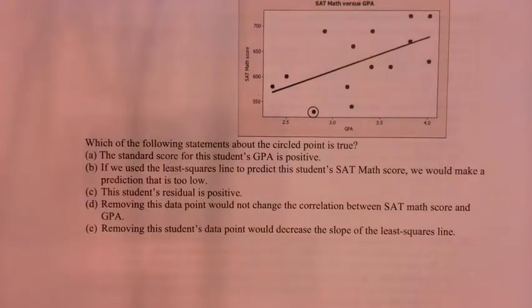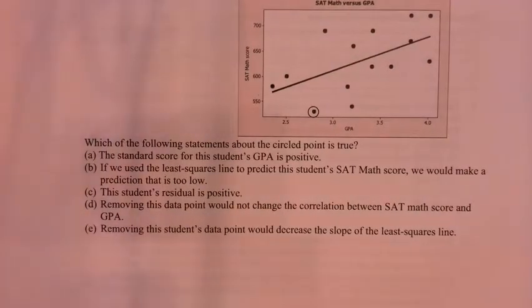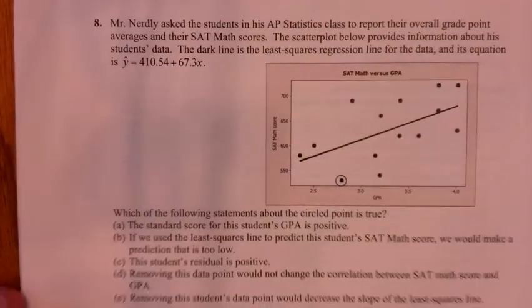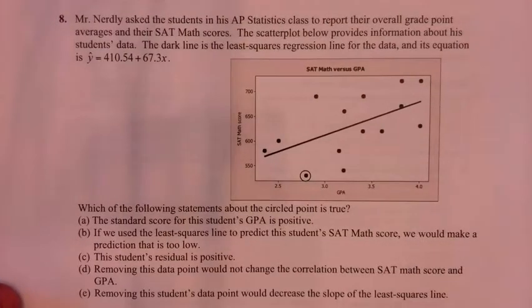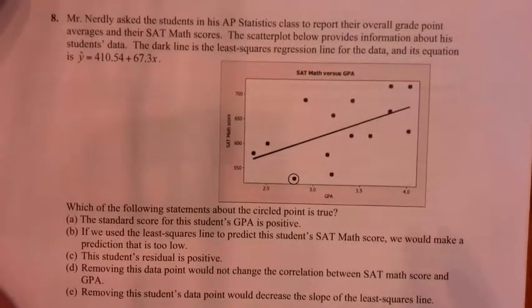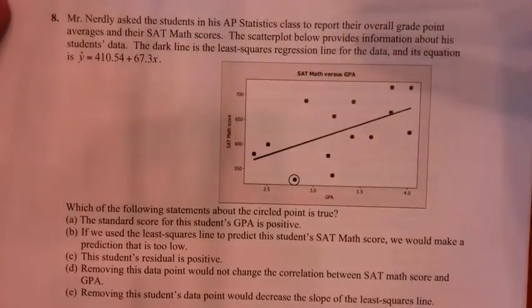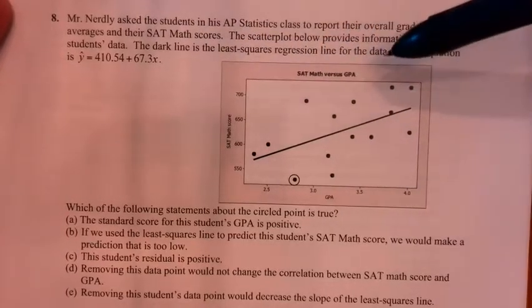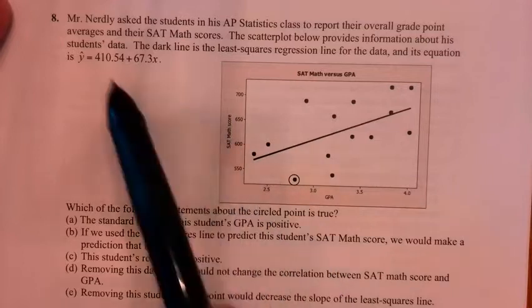Let's look at number 8. Mr. Nerdly asked the students in the AP Stats class to report their overall GPA and their SAT math scores. The scatter plot below provides information about the student's data. The dark line is the least squares regression line for the data, and its equation is that.